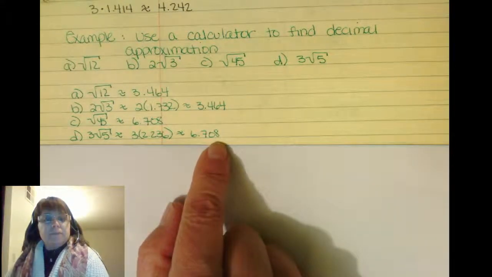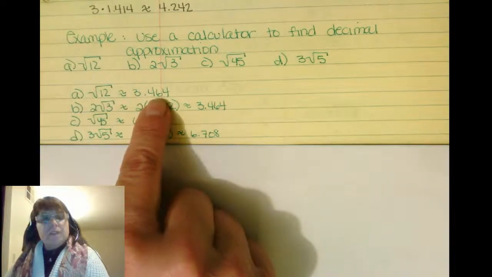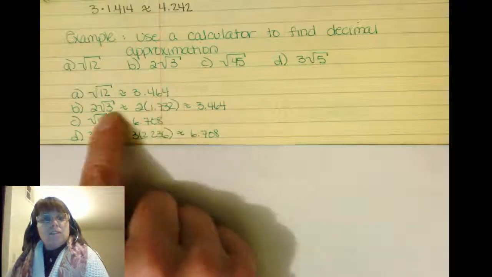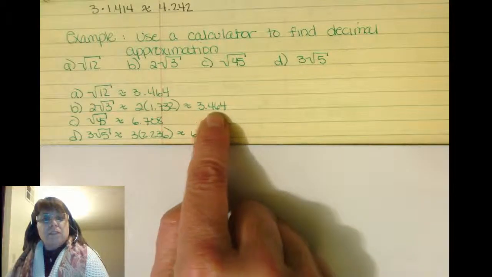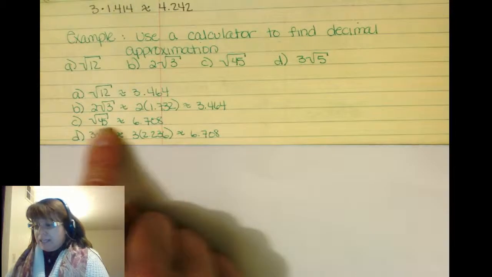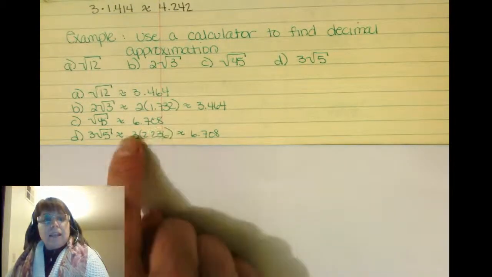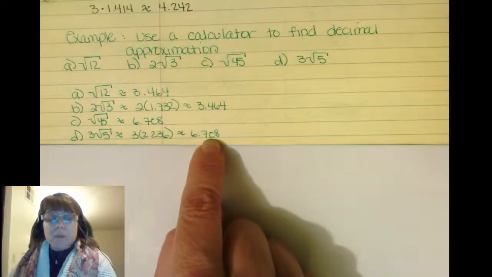3 square root of 5 is approximately 3 times 2.236, which is 6.708. Okay. And if you've noticed, the square root of 12 is 3.464. Likewise, 2 times square root of 3 is approximately 3.464. The square root of 45 is 6.708, and 3 square roots of 5 is 6.708. This is not a coincidence, by the way.